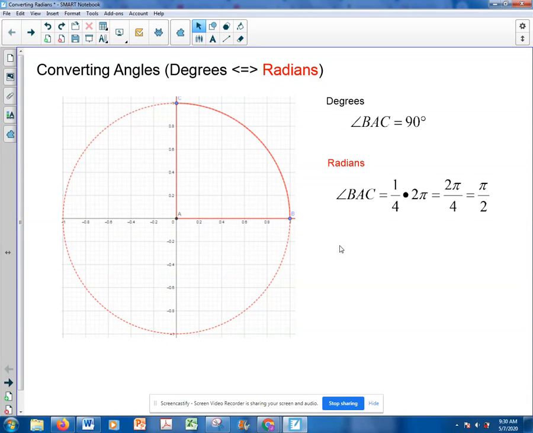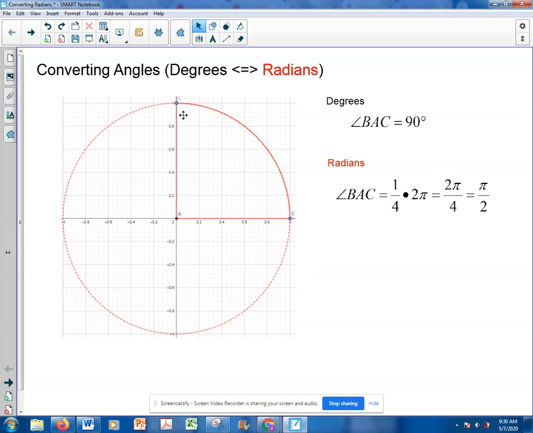Hey, here we go. Let's try part two. Now I gave you an idea what a radian is. Now we're going to try to be able to switch from degrees to radians, or go radians to degrees. So from last video, we went through that's 90 degrees, and then we figured out there's a quarter of a circle, so it ends up being pi over 2.